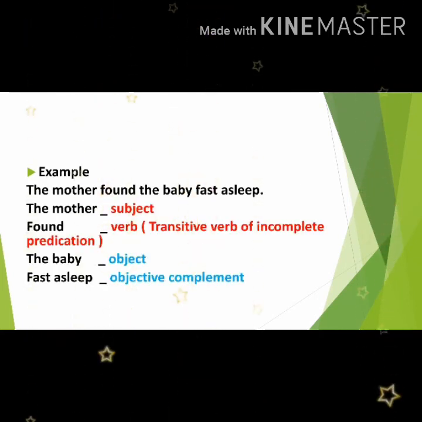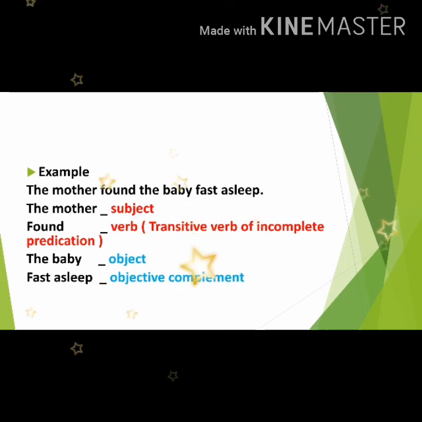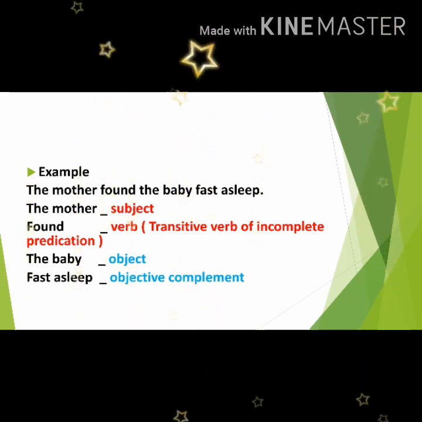For example, the mother found the baby fast asleep. To find the object of the verb found, ask the question, the mother found whom or what? We get the answer as baby. Baby is the object of the verb found. Hence, found is a transitive verb. The words fast asleep describe the object and help the verb found to complete what it says about the object. The verb found is a transitive verb of incomplete predication.